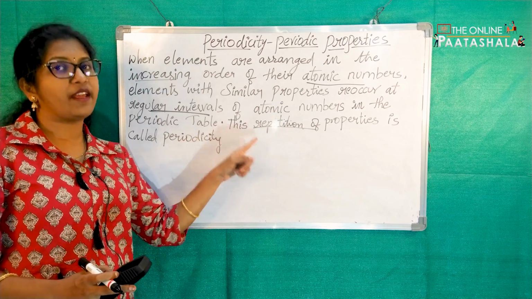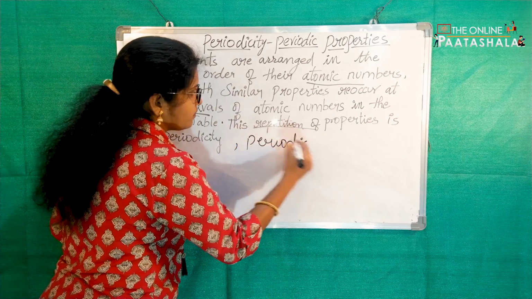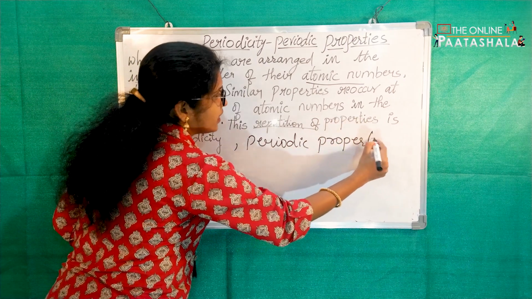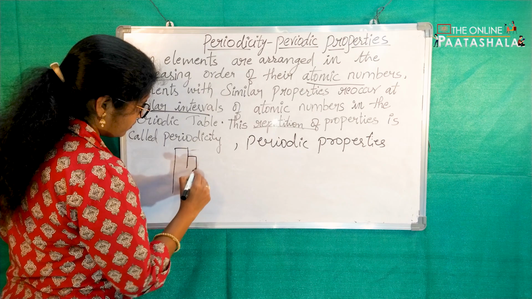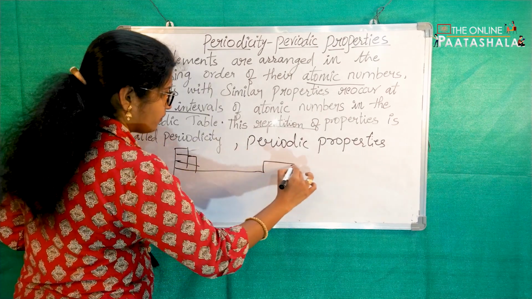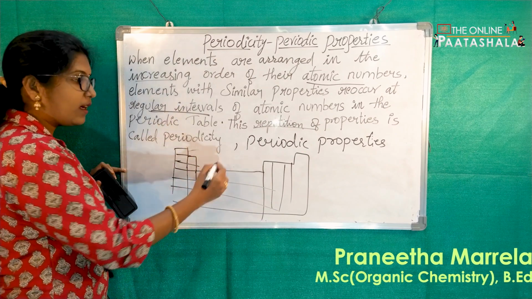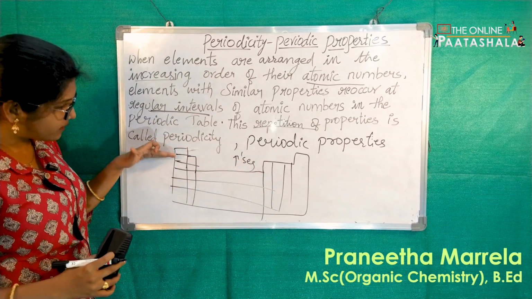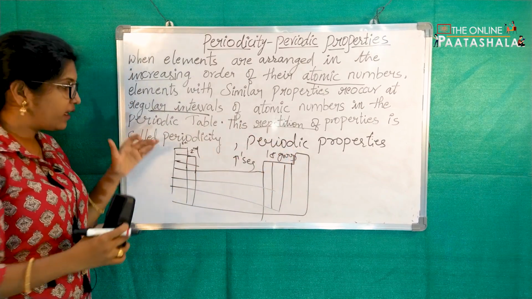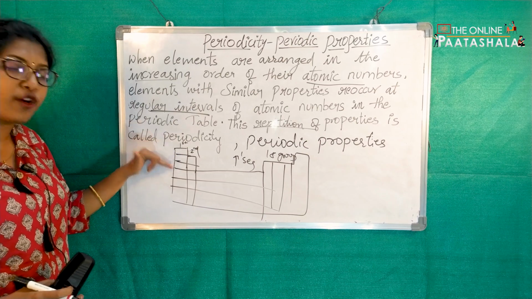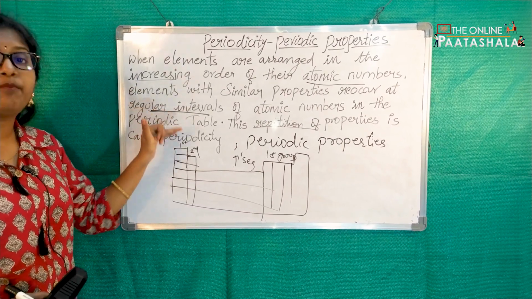The properties which are affected by this periodicity are known as periodic properties. This is the periodic table. In the whole periodic table, the elements are arranged in increasing order, and if you take the first group, second group, a total of 18 groups are present. If these are arranged in increasing order and show regular intervals, then those elements, that period or group, you will call as having periodicity.